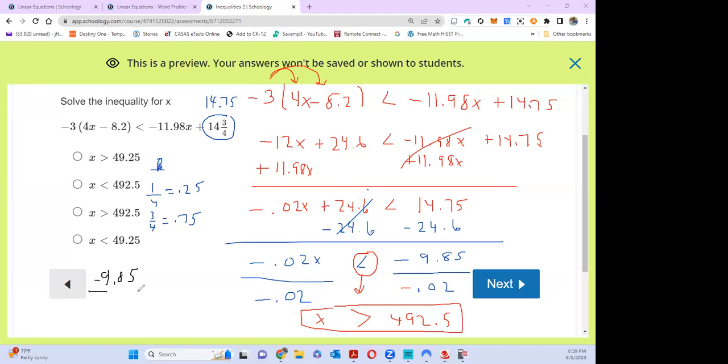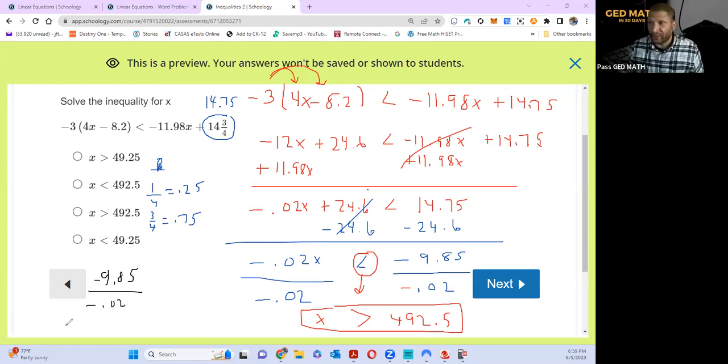9.85 divided by negative 0.02. I already know that's a positive answer because two negatives make a positive. But guess what? I don't want to divide by 0.02. I don't know how to divide by 0.02. So what I'm going to do is change this to a whole number. I'm going to move it 2 places. But whatever I do to the bottom, I must do to the top.